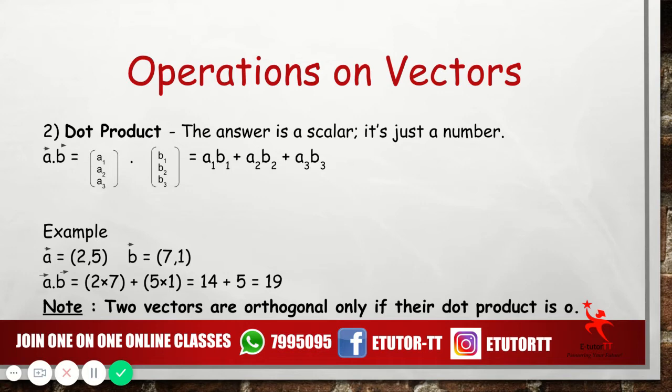Note, two vectors are orthogonal only if their dot product is 0. So the dot product has to be 0 in order for it to be orthogonal.